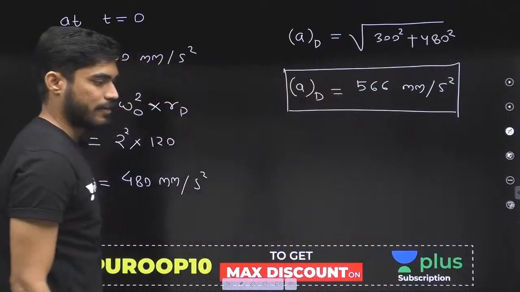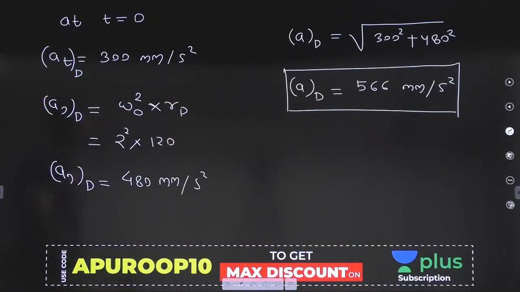So is this the answer everyone is getting? Is this the answer everyone is getting? Yes? Yes. Very good beta, very good Akshay. Very good, very good, very good. So beta, this is the acceleration at point D at t equal to 0.